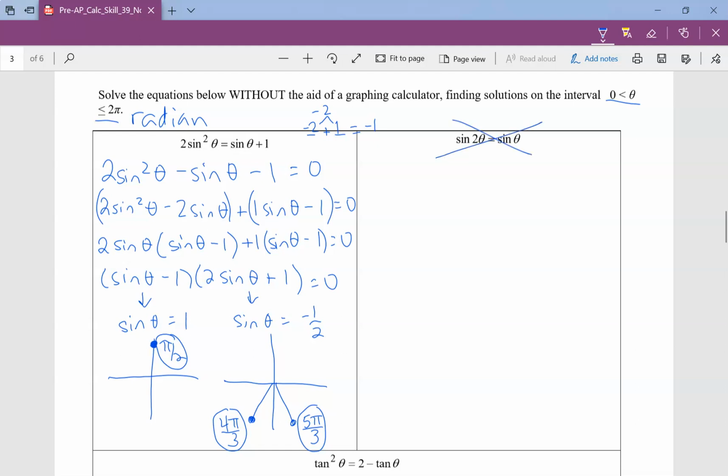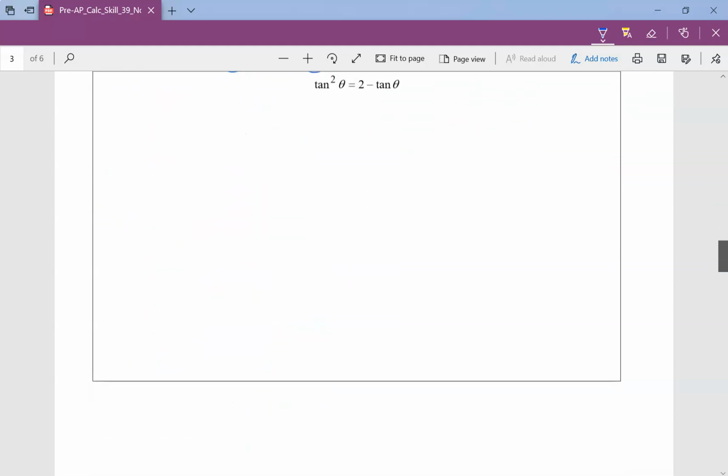We're skipping this one. We don't know how to write sine 2 theta. Well, you all don't right now. Next one, we're going to rewrite this as tangent squared theta plus tangent theta. So I'm adding tangent theta to both sides, and then I'm going to subtract 2 to get 0 on that side.